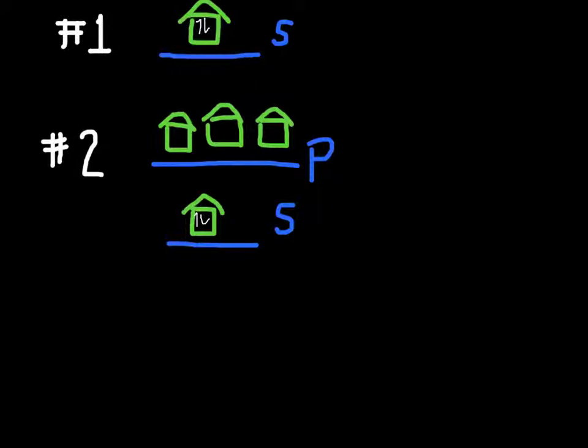1, 2, 1, 2, 2, 2. So if you count the total number of electrons for energy level 2, you would have 2, 4, 6, 8. 8 electrons total in energy level 2. Then we had energy level 3.